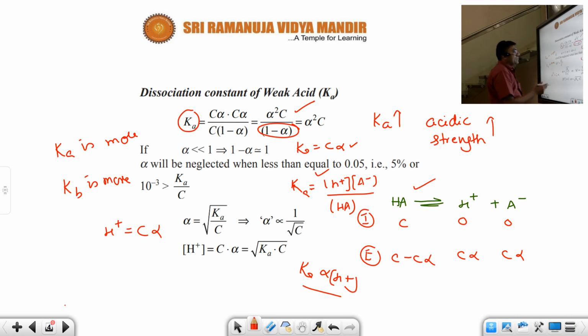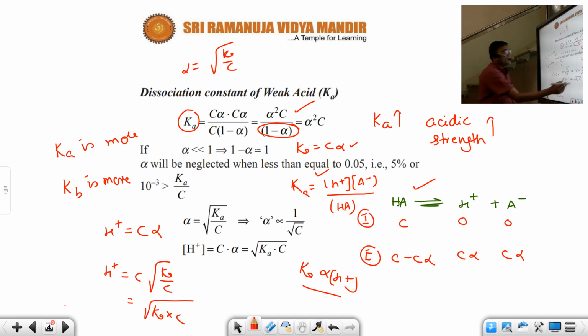If you substitute the alpha value, alpha is equal to root over K by C. Then H plus is equal to C into root over K by C. It becomes root of K into C. So these formulas are very, very important. So H plus is equal to C alpha.